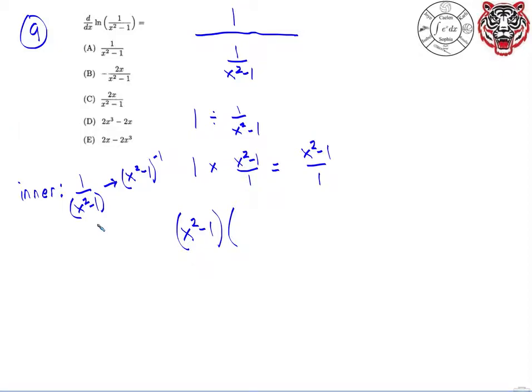So now that we have inner, we can do dinner. Anyways, one second. I'll give you time to copy this down. Inner, we change the fraction. How do we go from inner to dinner? Bring it up and then bring down the -1. So bring down the -1 times 2x.